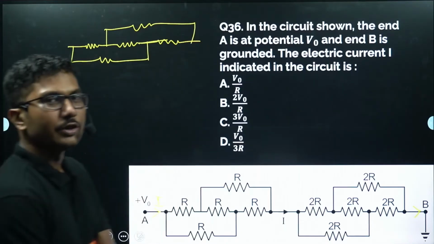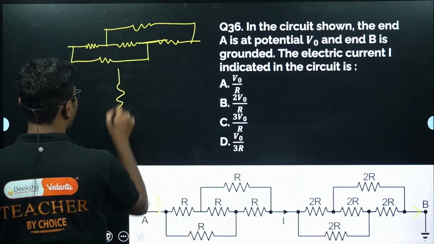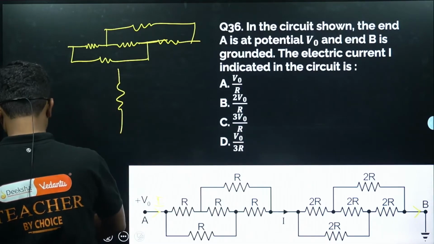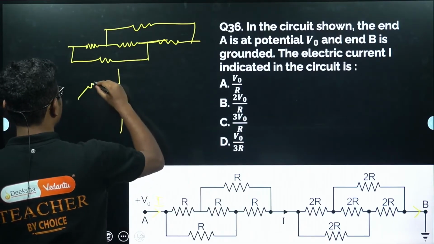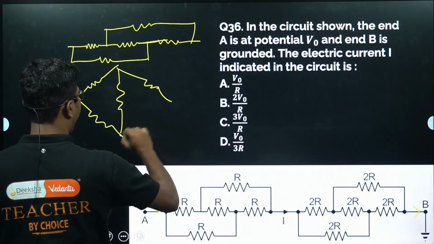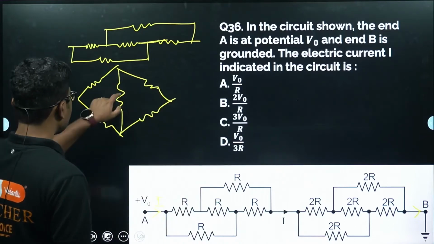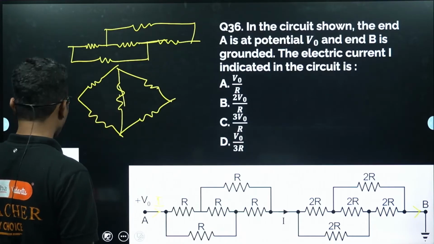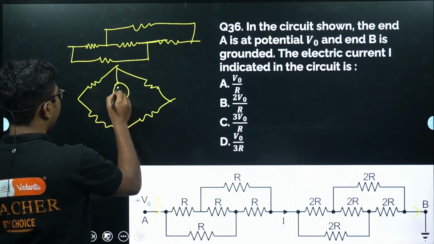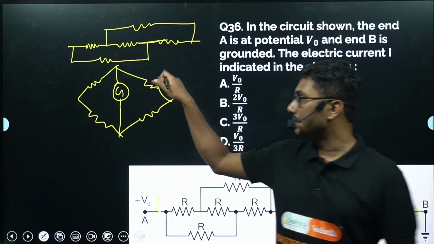a modified Wheatstone bridge. We know Wheatstone bridge looks like this. Right? And in most cases instead of this there is a galvanometer given here. But that galvanometer has some internal resistance, so in general we represent this as resistance as well.